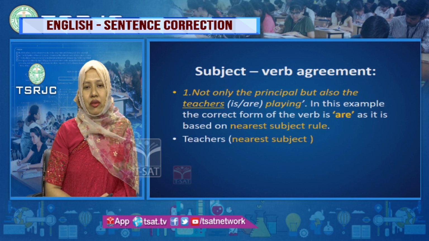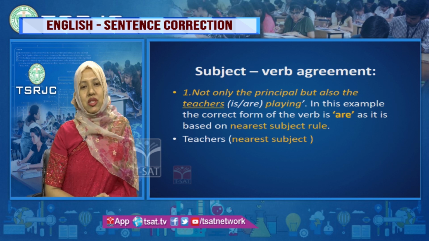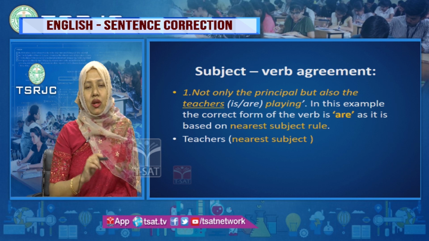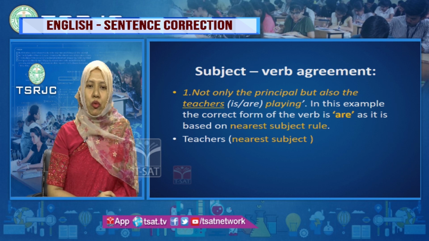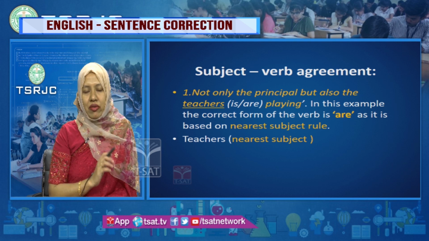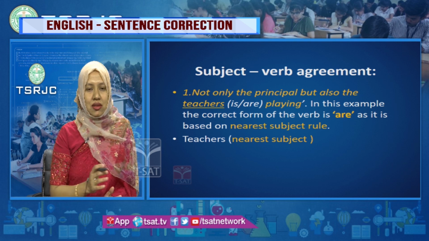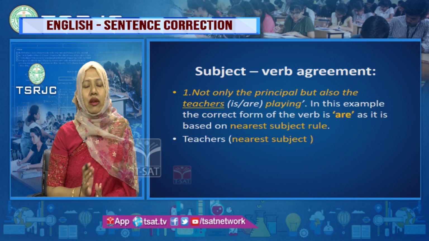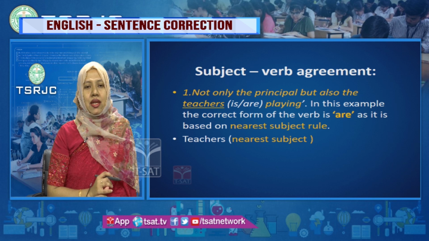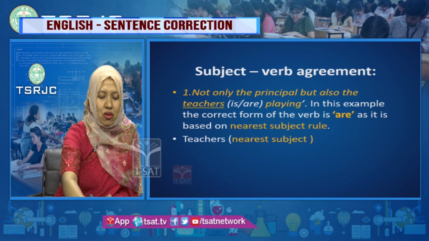Coming to the next rule, subject-verb agreement. Till now we were discussing subject-verb agreement only. If the subject is singular, the verb also should be singular. If the subject is plural, the verb also should be plural. Now, do you remember we have just discussed the nearest subject rule and the farthest subject rule. So, let us take one example. Not only the principal but also the teachers dash playing. Now, what should come here? It should be is or are.